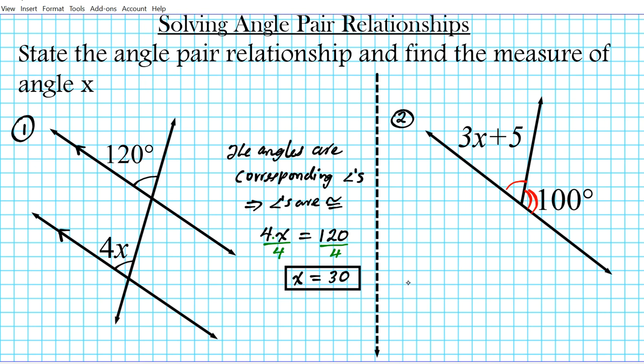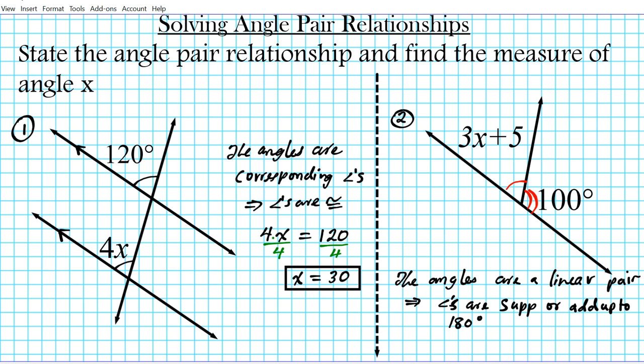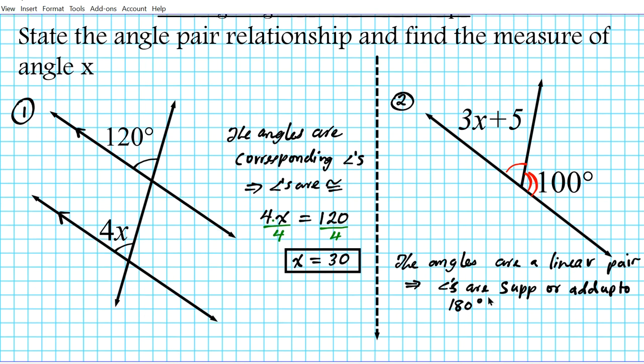Okay, let's write that down. The angles are a linear pair. So what does that imply? If you have linear pairs, that basically means that the angles are supplementary. What is another word for supplementary? They add up to 180 degrees. That is what a linear pair is, or a supplementary pair of angles.